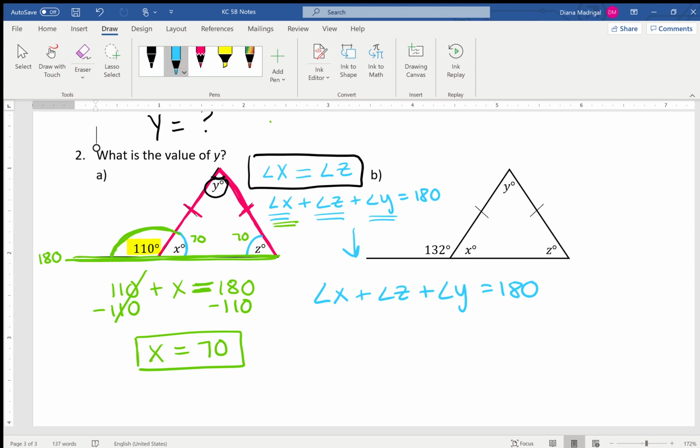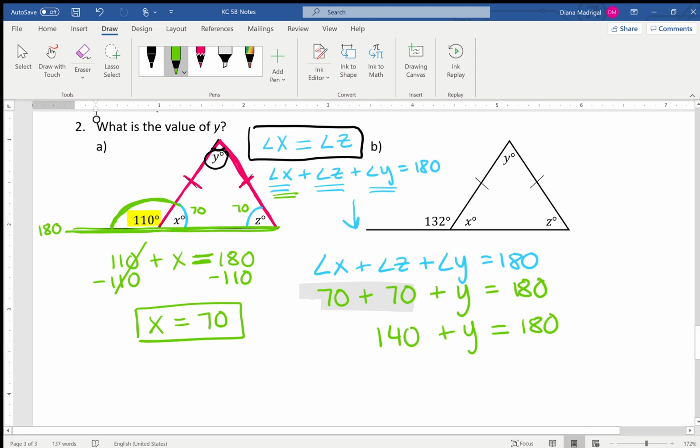I know that the measurement of angle x is 70, plus the angle of z, which is also 70, plus the angle of y, which I don't know, so I'm going to put y, equals 180. We have enough information to solve for y now. What am I going to do first? I need to add 70 plus 70 because they're like terms. We're going to combine like terms first. I'm going to have 140. I didn't do anything to the y, so it comes down again, equals 180.